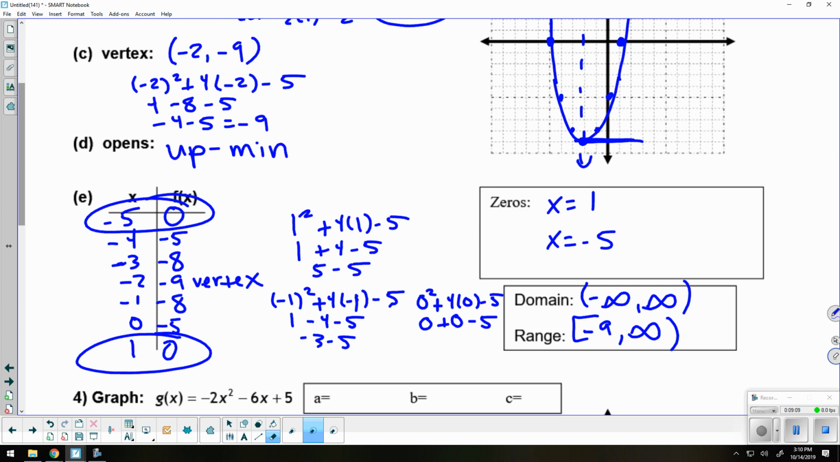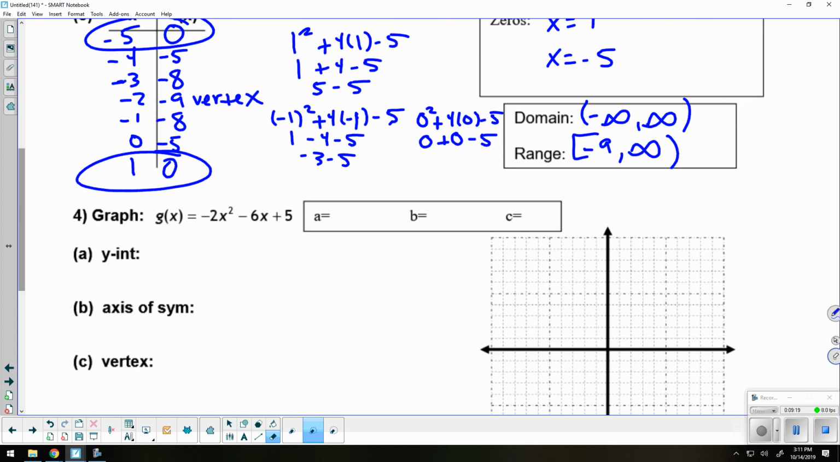Not too bad, right? Again, doing all the same stuff we did in the last section, but now we're just trying to find where it crossed over the x-axis. So look at the next one. Again, we got a, b, and c inside the box, so this would be -2, -6, and then 5. So first thing, y-intercept, 0, c would be 0, 5.